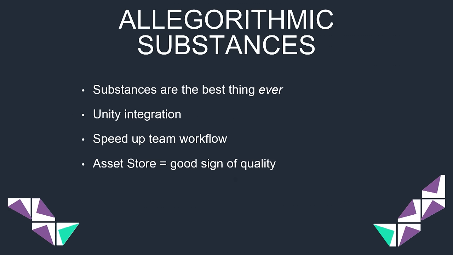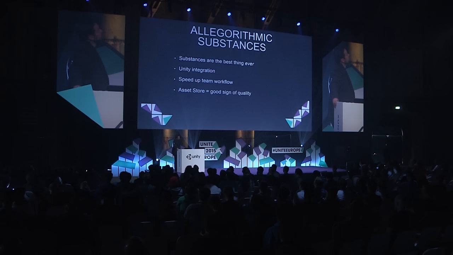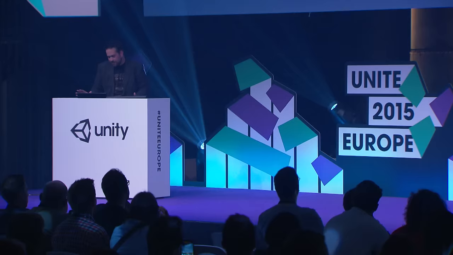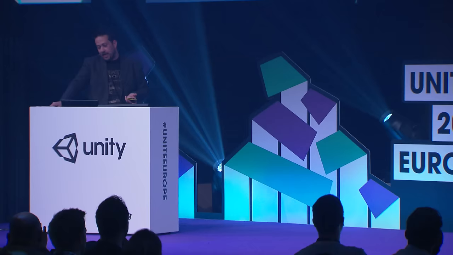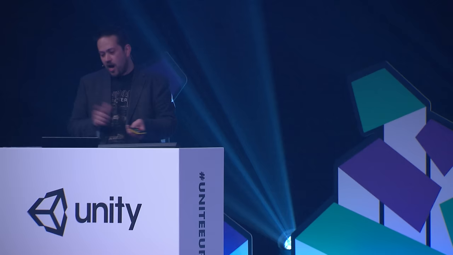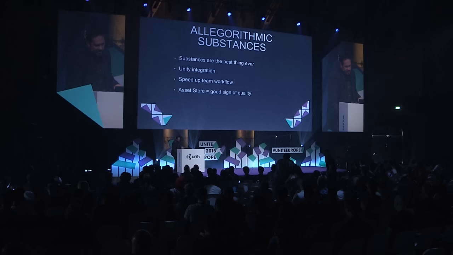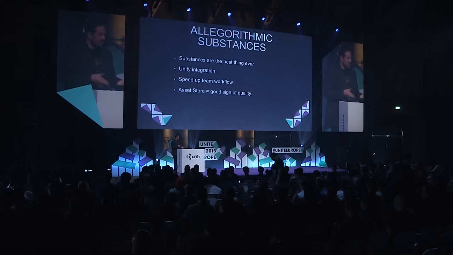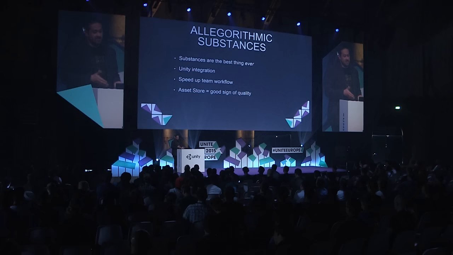Talking of algorithmic substances, substances are the best thing ever. They're authored in Substance Designer. You can also purchase them off the Asset Store. It allows artists to expose various parameters in Substance Designer that can then be altered within Unity. What does that mean? You can change things such as color and dirt and wear and wetness and so on. And that means you don't have to go back to the artist to ask for amendments in Photoshop. In that way, they can rapidly speed up team workflow by not repeatedly asking artists for simple things again and again.